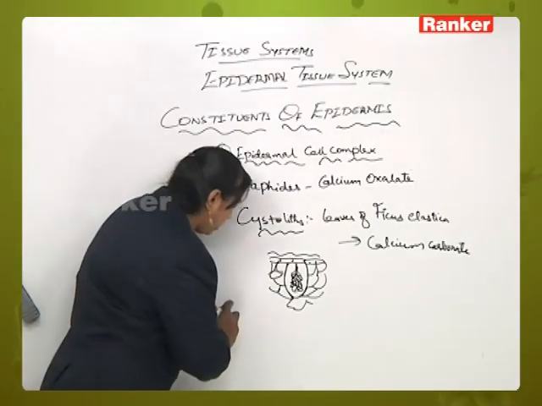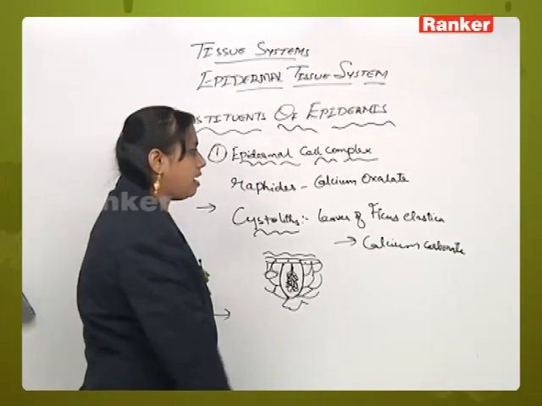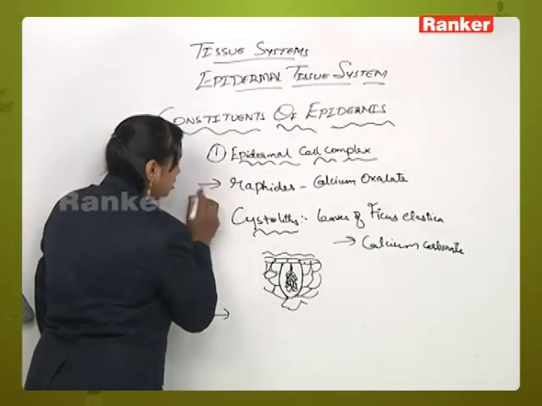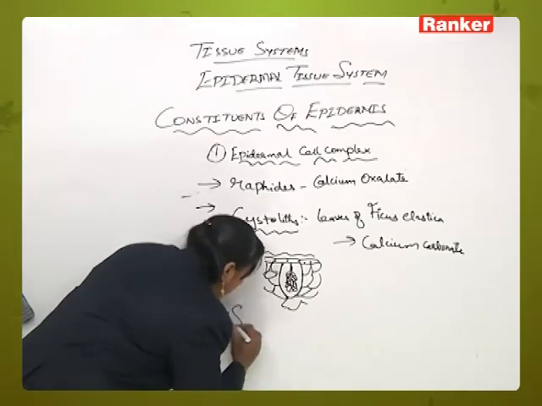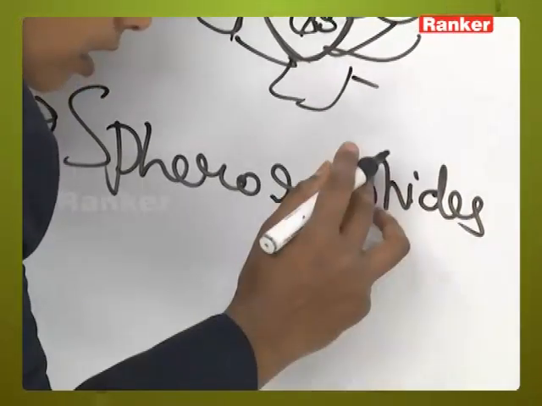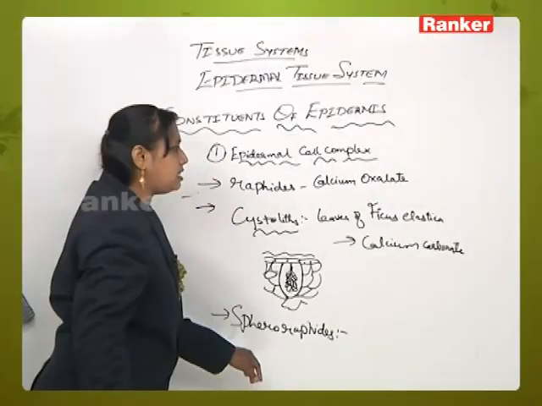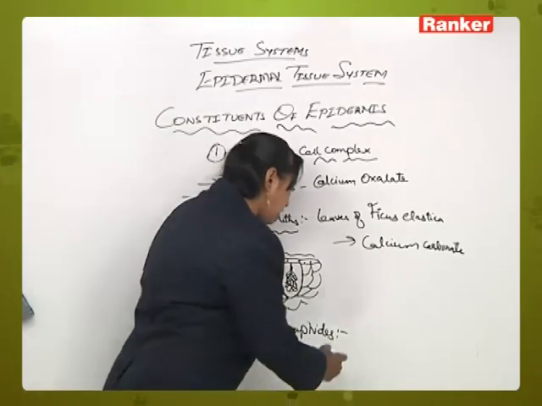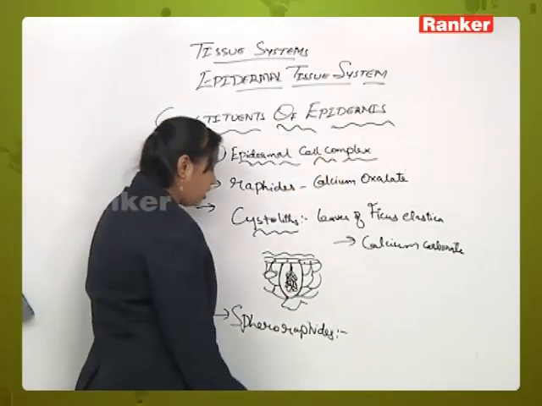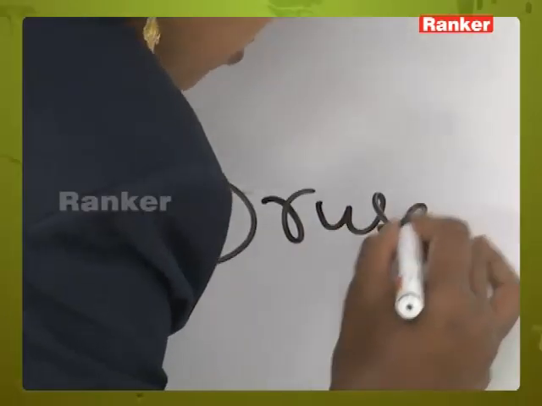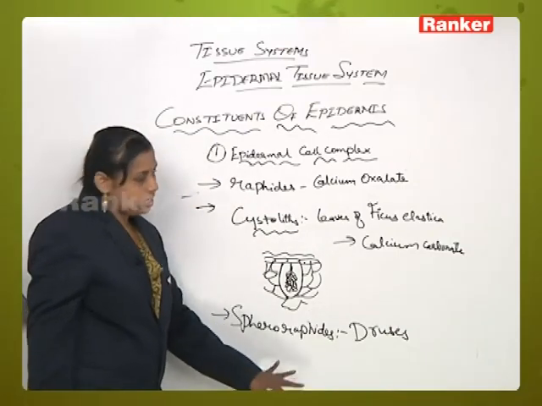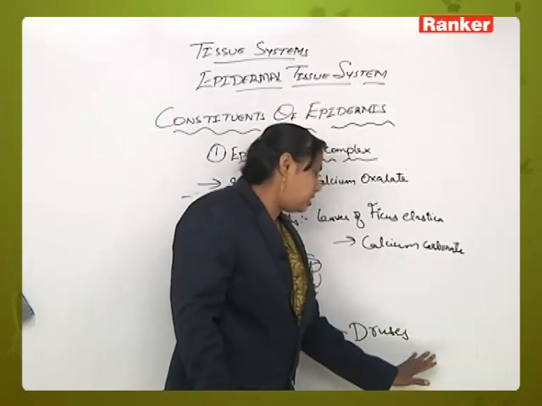Okay, and one more is there, called spheroraphides. We have studied raphides and cystoliths. Now we will study spheroraphides. These are also crystal-like structures, appearing in the form of stellate structures. Another type of special epidermal cell present is spheroraphides. The alternative name for this is druses.